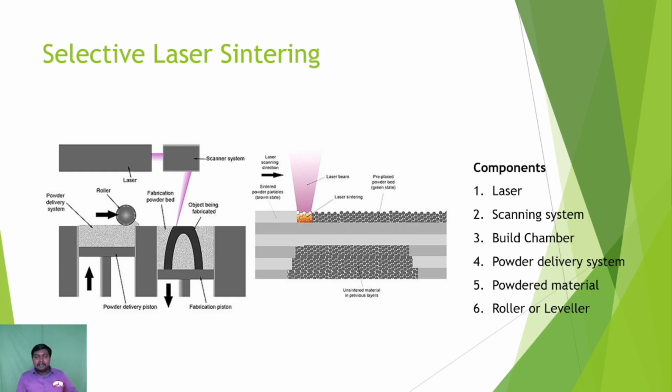Depending on the CAD model, it will make the final product, and again the next layer will form, and again layer by layer is formed, and depending upon that, the fabrication piston will move from up to down, and the final product is made here, the object being fabricated. It is mentioned in the picture. Here the final object is made.